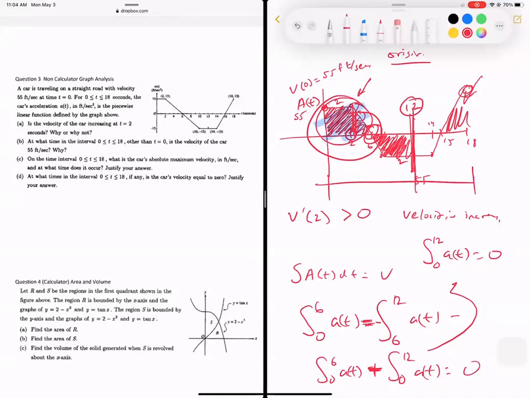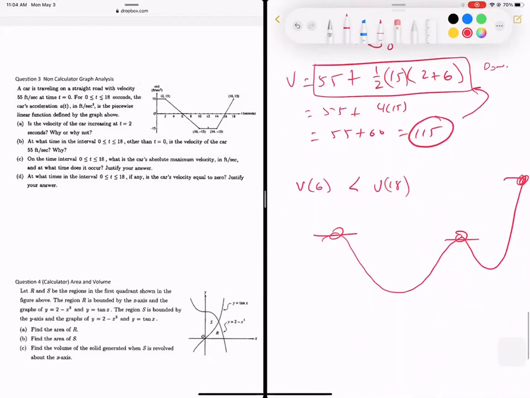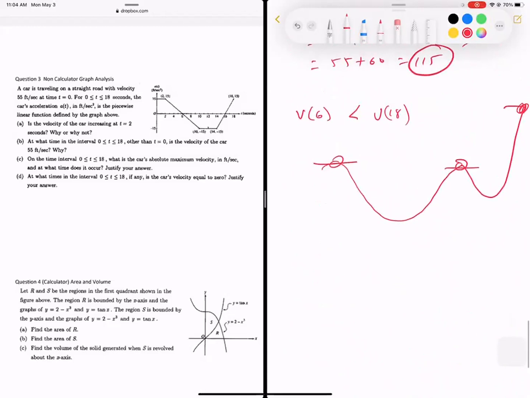Now, a couple of things that you've noticed is that the keywords are super important here. Like when they say absolute, increasing, decreasing, all that stuff plays a part in these questions. So it's almost like a vocabulary test. Okay, and let's do part D. In what intervals between 0 and 18, if any, does a car's velocity equal to 0? Justify your answer. So do you think this car ever actually stops?